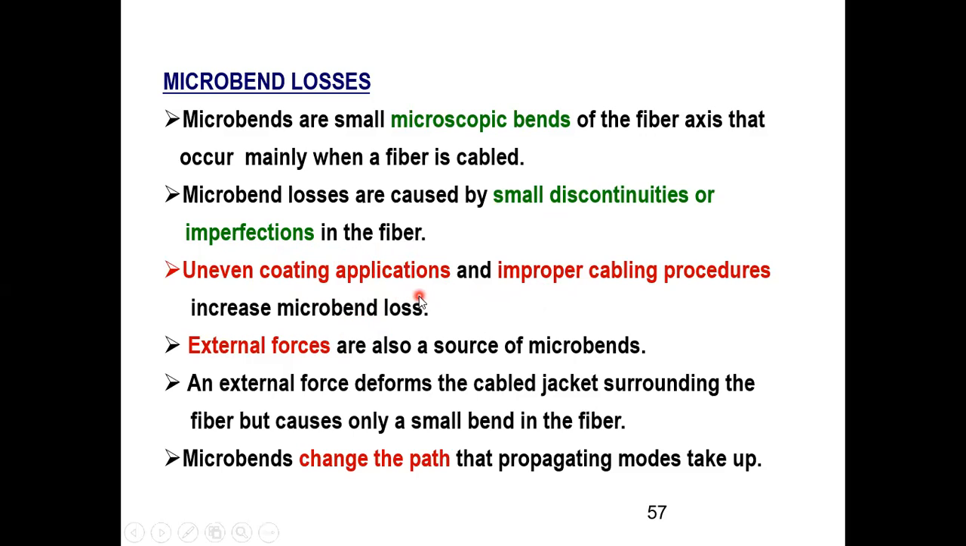Uneven coating applications and improper cabling procedure increase the microbend loss. External forces are also a source of microbend loss. An external force deforms the cable jacket surrounding the fiber but only causes a small bend in the fiber. Microbend changes the path that propagating modes take.